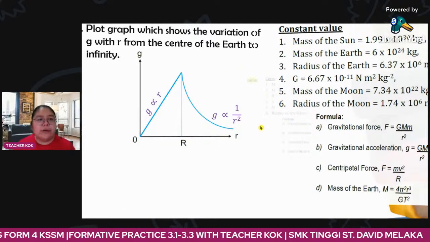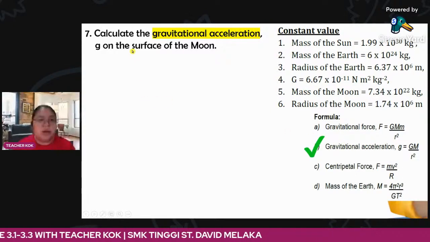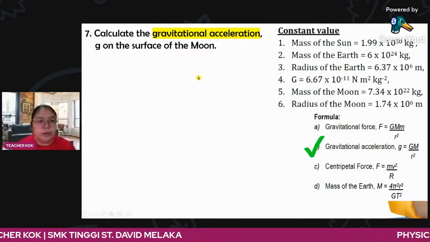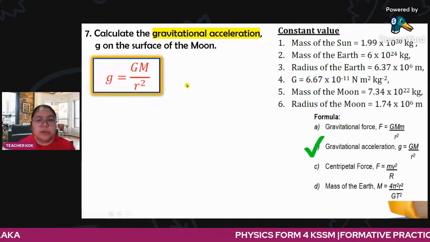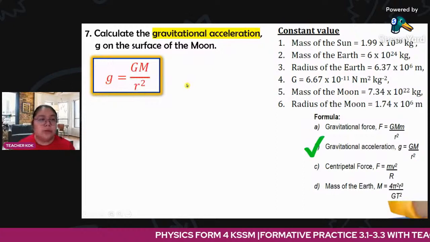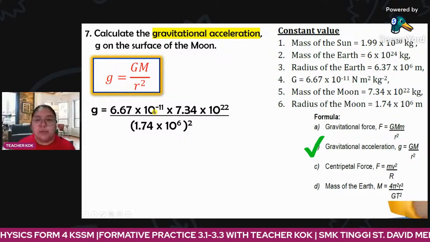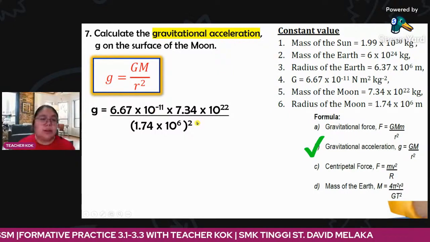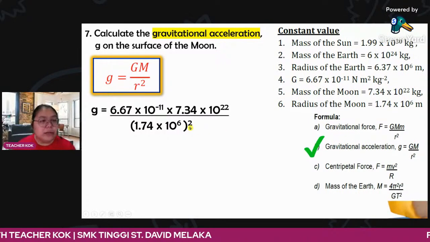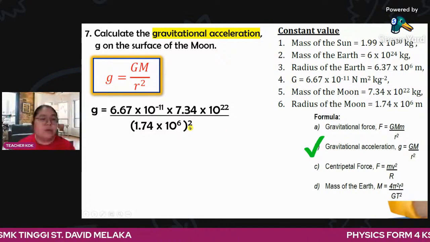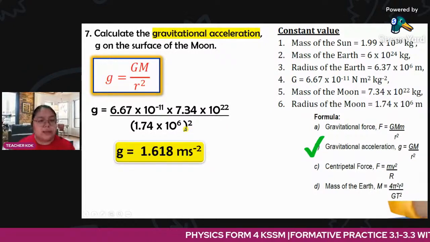Okay, number 7, calculate the gravitational acceleration, still using the second equation, for the surface of the moon. So from here, we just use this formula for the moon, and we take everything from the moon. So 6.67, then the mass of the moon, then over the radius of the moon. If they ask about the Earth, then you use the Earth. If they ask about the moon, then you use the moon. So I get the answer 1.618.